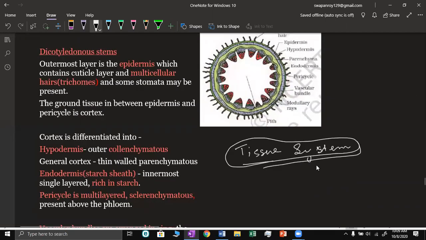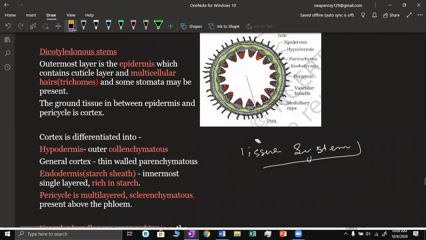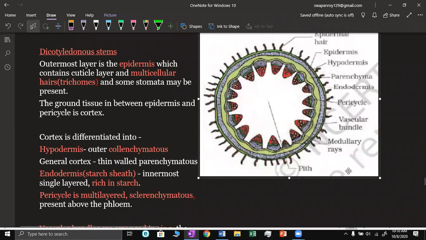Now today, next we will learn about the internal structure of the stem. First we will see the internal structure of the dicot stem.